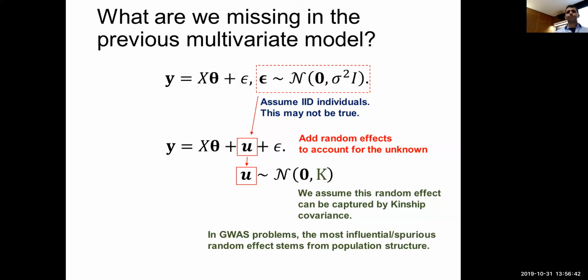Everybody with me? Great. So in GWAS, the most influential random effects stem from some kind of population structure. And that population structure is directly captured in that kinship matrix. So that's exactly what linear mixed models do. They basically say there's a fixed component, which is directly implied by my genetics. And then there's a random component, which is inferred from my kinship matrix. Raise your hands if you're with me on that.